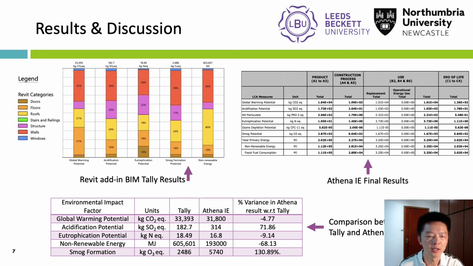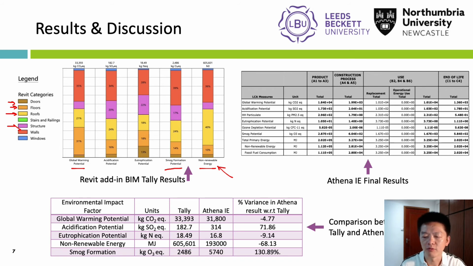From the left side, these are the Revit plus BIM Tally results. Tally results are a list of pages of reports, over 20 pages. They have all kinds of information presented in different ways. This is one way of presenting the results, with the categories of building assemblies, for example doors, floors, roofs, structure, and windows. And then you can see the contribution percentage for different impact factors: global warming potential, smog formation, non-renewable energy, etc.